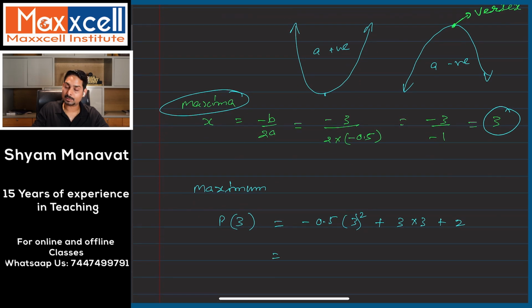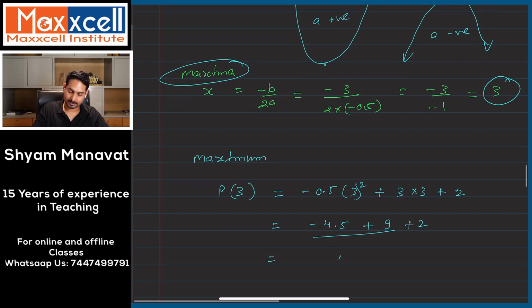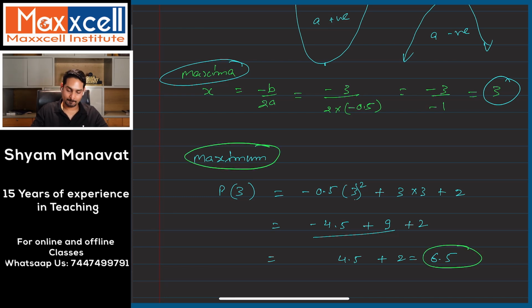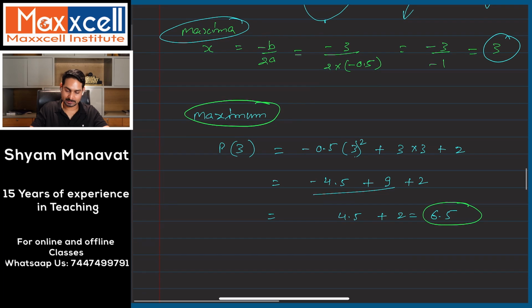Now this is 3 square is 9. 9 का 0.5 is half. 9 का half is what? 4.5, which is with negative sign. +9 +2, ये आपका देगा क्या? प्लस का 4.5 and +2, that is 6.5. Okay, this is your maximum. क्लियर है? लिख दे इसको फिर से अच्छे से व्यवस्थित, neat and clean.